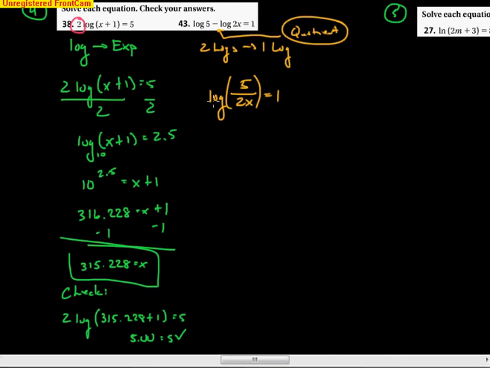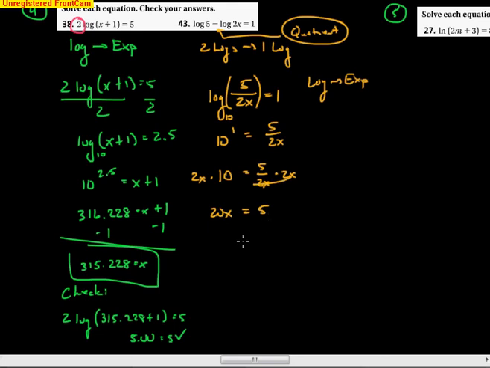Now, since we have 1 log, this log is by itself. Now we're going from logs to exponents. The base of this log is a 10. So we're going to go 10 to the first power equals 5 over 2x. 10 to the first power is just 10. To get this denominator gone, multiply both sides by it. 20x equals 5. And divide by 20 to get x all by itself. And 5 divided by 20 is 0.25.